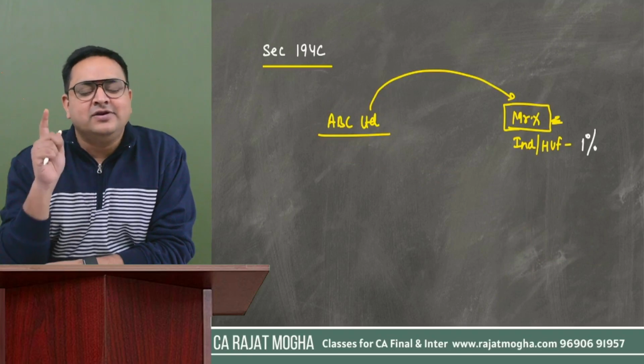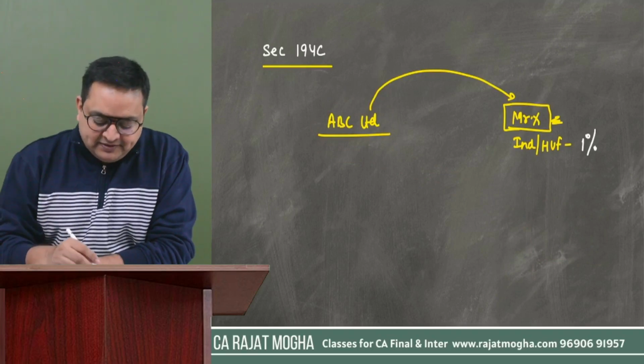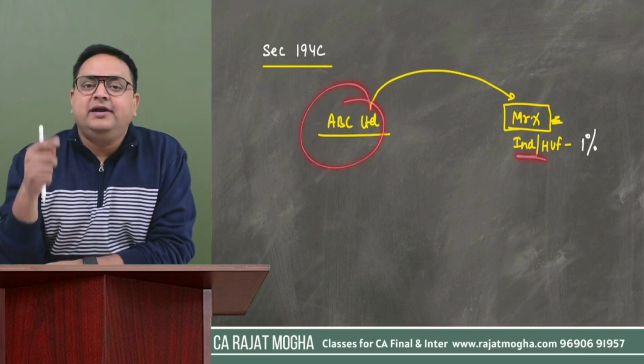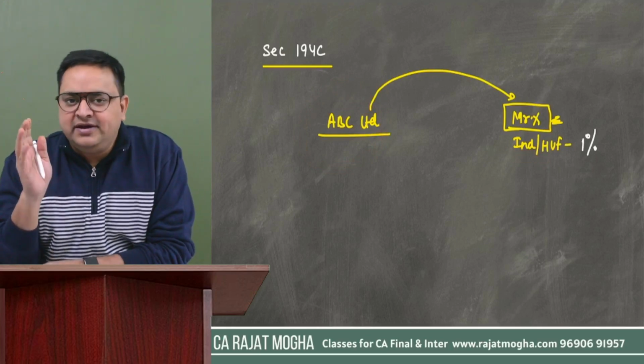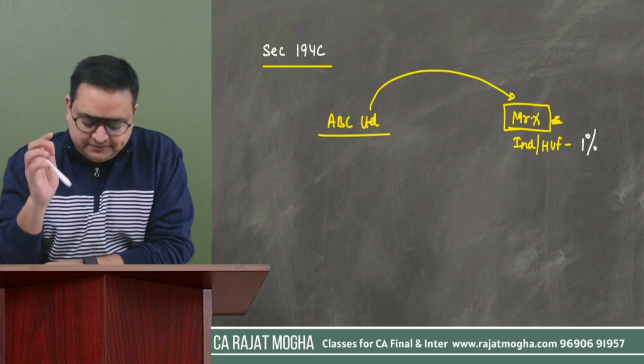Why 2%? It is not individual or HUF, right? So it depends upon the receiver. If the receiver is individual or HUF, 1%. Other than individual or HUF, it would be 2%, right?